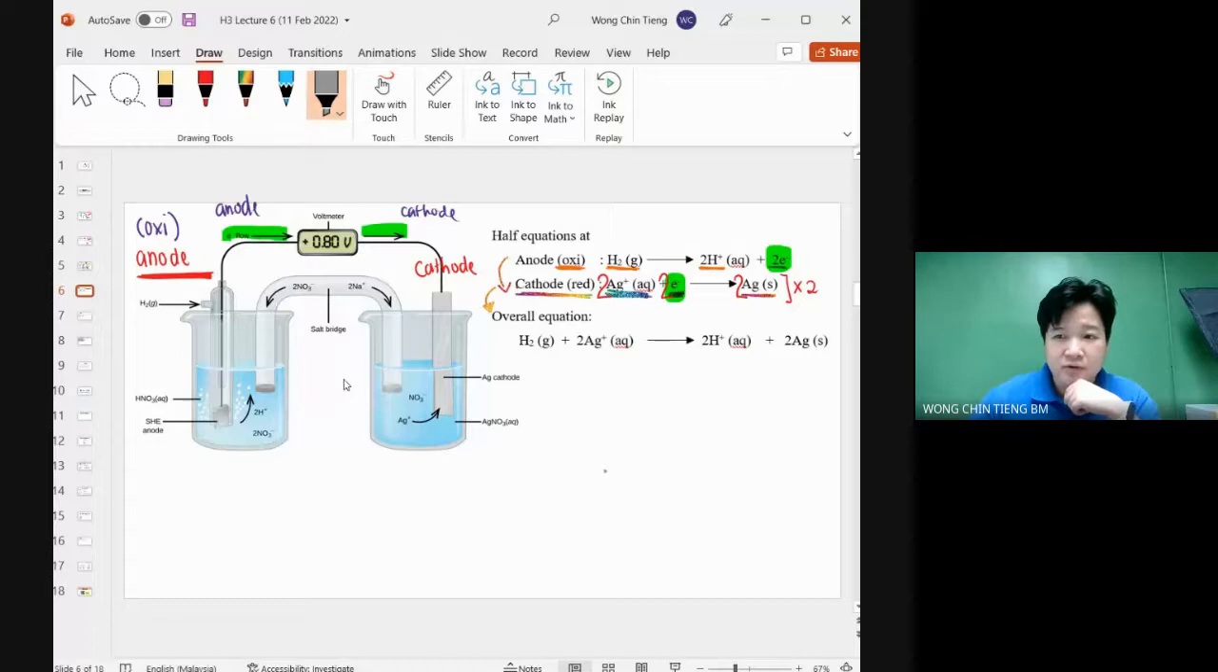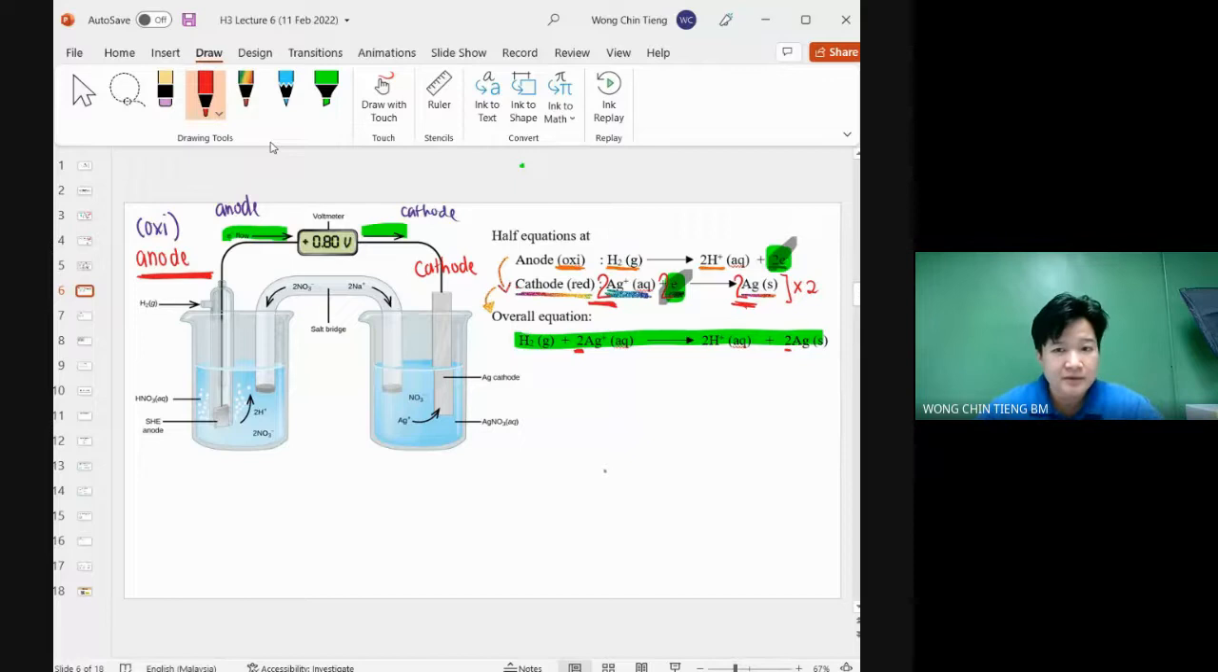See? That's why when you look at your overall equation, why is your Ag 2? Here, because I multiplied by 2. Okay, and before I move on, I hope you can see from here, what would be your N? 2 cancels off with 2. So my N will be 2. We use 2 electrons to cancel off each other. The number of electrons that we cancel off each other is 2.